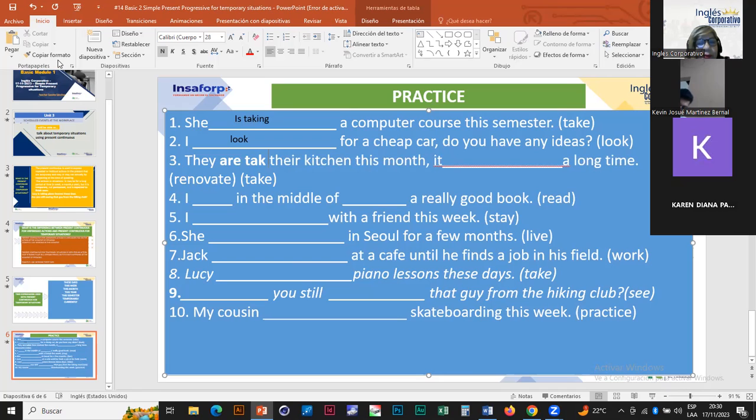Here it would be they are renovating their kitchen. Renovating.